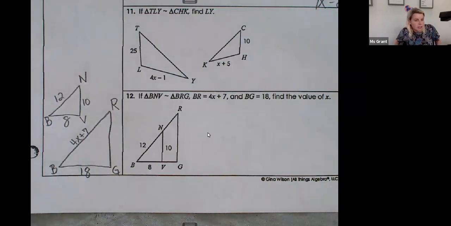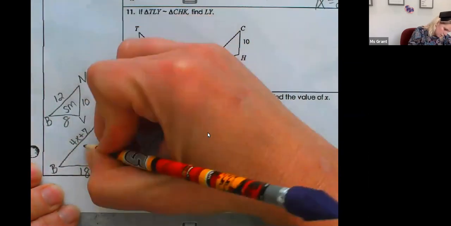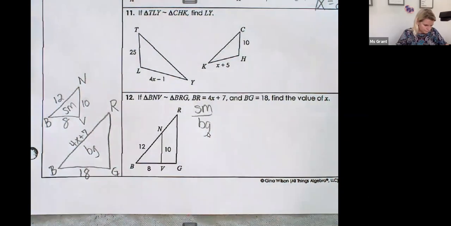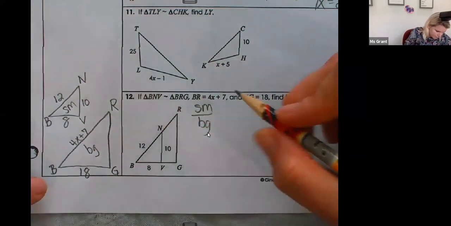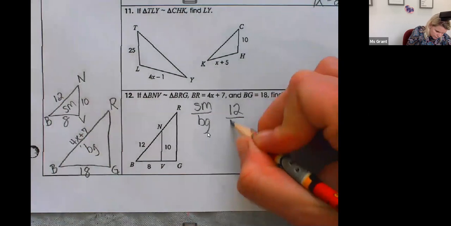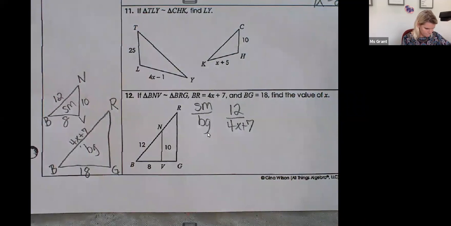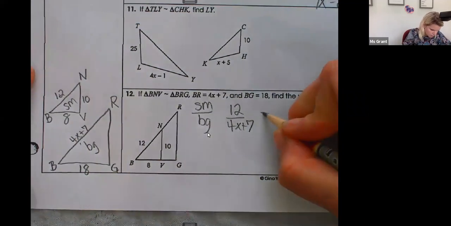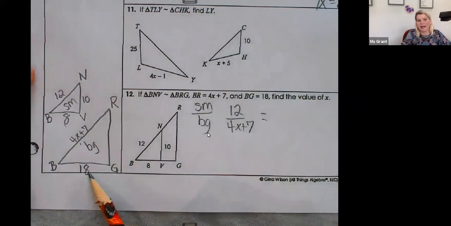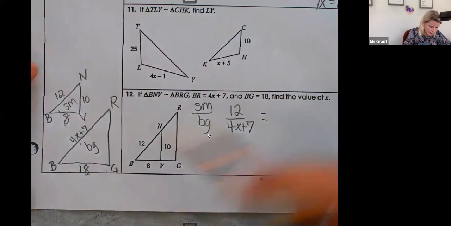I think that all is good. We can set it up, right? I can do small over big. 12 over 4x plus 7, the hypotenuses, equals 8 over 18. Bottom over bottom, 8 over 18.